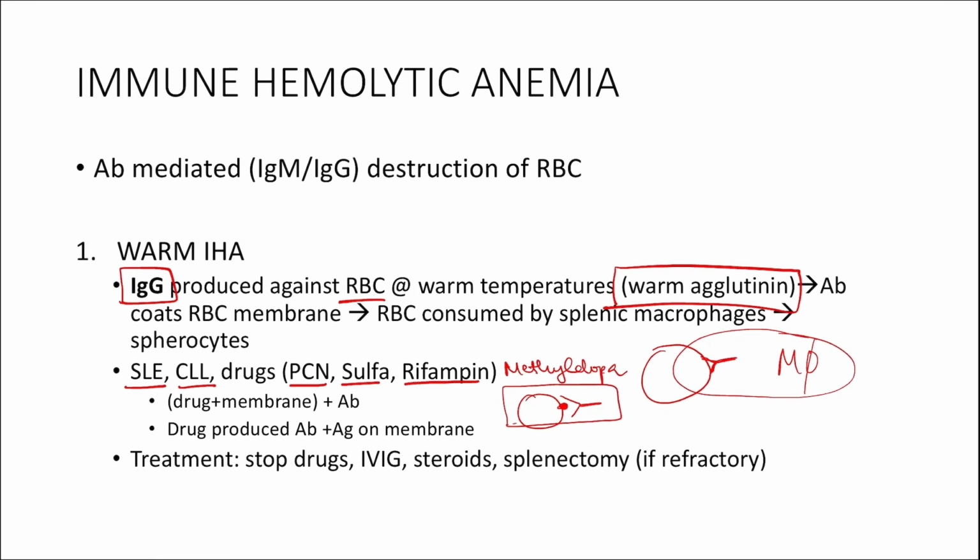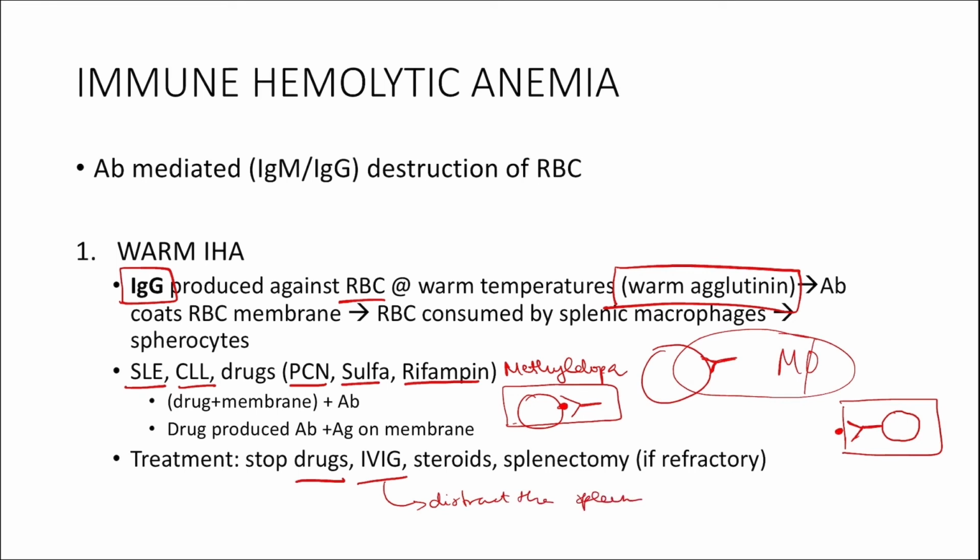On the other hand, you can have the second option, which is the drug itself is identified as a foreign body, and therefore it produces an antibody, and this antibody can bind to the antigen of an RBC, and together this one can be removed by a macrophage. So the treatment is to stop drugs, to give IVIG. IVIG would basically just distract the spleen, because then the spleen would break down IVIG and forget about RBCs.